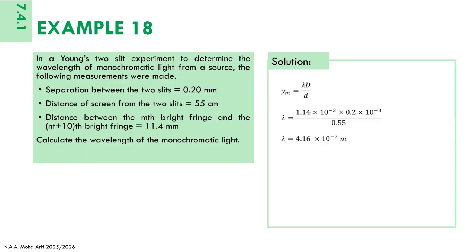Let's review an example problem. In a Young's two-slit experiment, we have the separation between the two slits at 0.20 millimeters and the distance of the screen from the two slits at 55 centimeters. The distance between the mth bright fringe and the (n+10)th bright fringe is 11.4 millimeters. We will calculate the wavelength of the monochromatic light using the bright fringe formula.